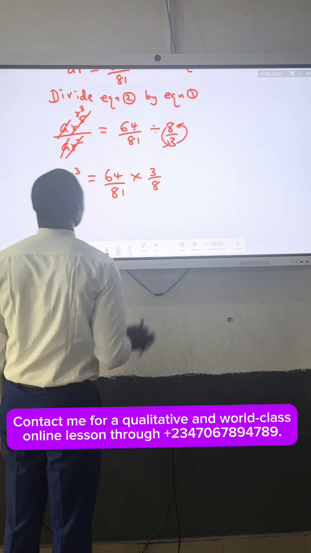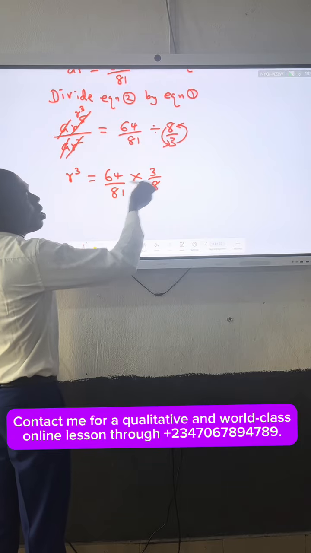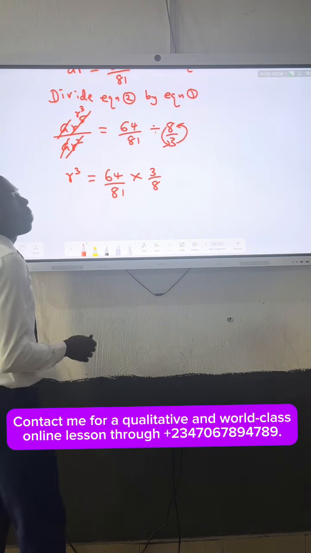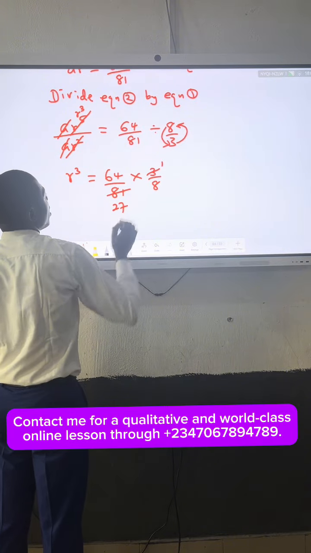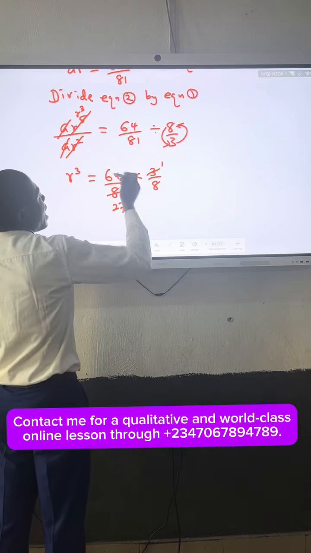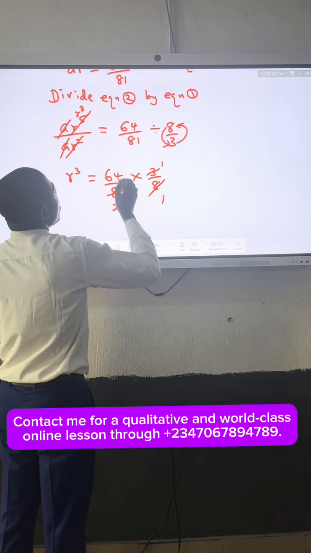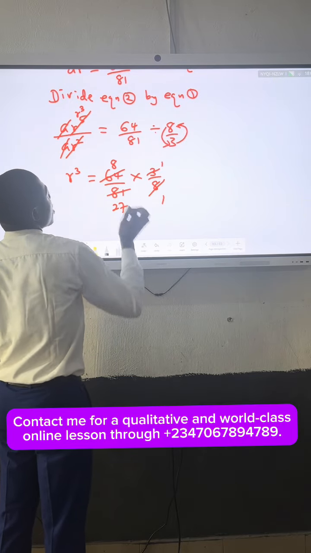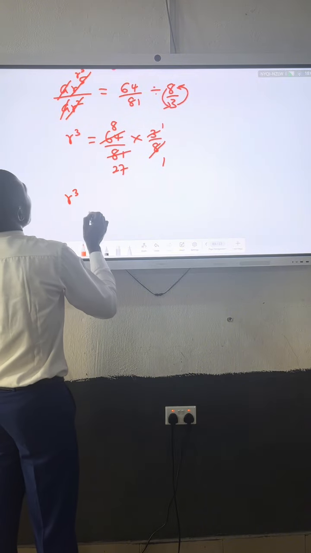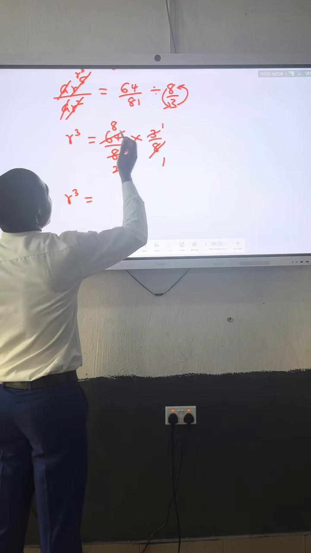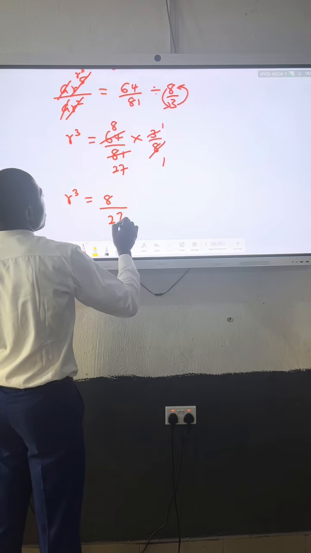Okay, now let's go. If you check very carefully, you discover that 3 is a factor of 81. So 3 here, 1; 3 in 81, you have 27. Alright, 8 has a connection with 64 also. So 8 in 8, 1; 8 in 64, you have 8. Alright, so if you look at this, you're going to have R raised to the power of 3 is equal to 8 times 1, you have 8, all over 27 times 1, you have 27.